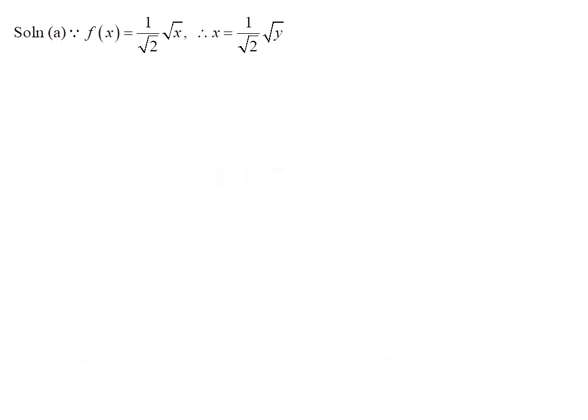Now let's start with part A of question 6. Since the function f of x equals square root of x over square root 2, its inverse function equals 2x squared, and its corresponding domain is in a closed interval from 0 to 1.